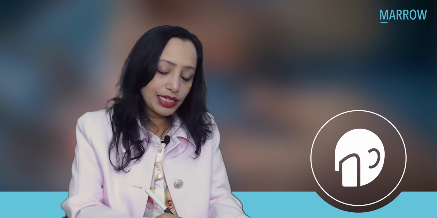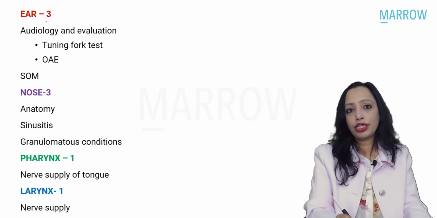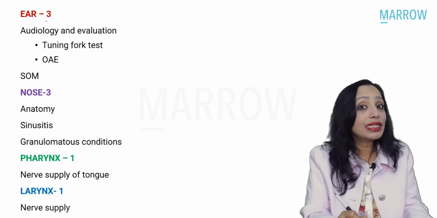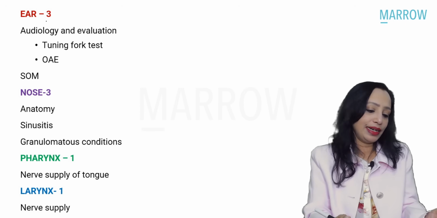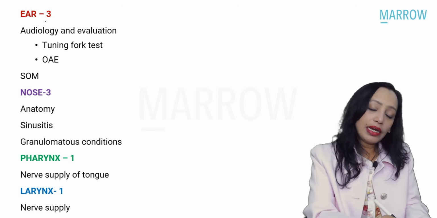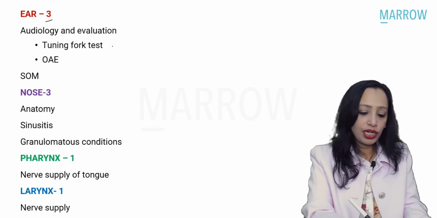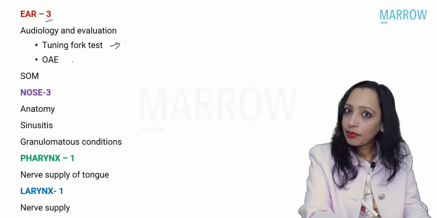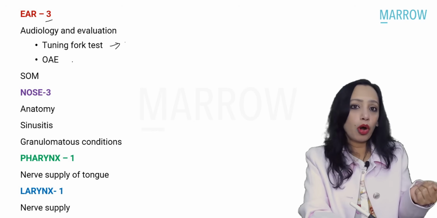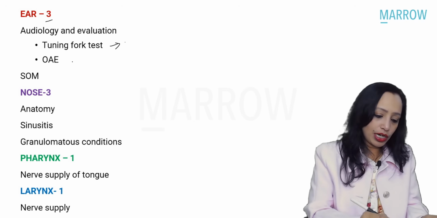Now coming to session 2, let us quickly have a look at the distribution of the questions of session 2. Yes, session 2 was simpler as compared to session 1 in ENT at least. So here in ear we have 3 questions. One is from audiology, evaluation from the tuning fork test. Other is from otoacoustic emission. We had 1 question from otoacoustic emission in session 1 also. The other was from otitis media.